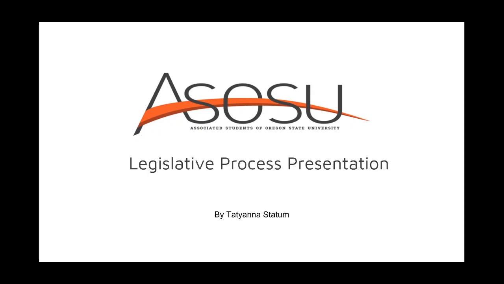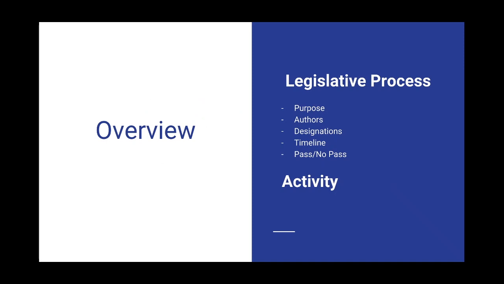All right, we're going to go through the legislative process, which is basically the most important part of your role, because without legislation, we're not really doing anything. The overview for this is that we're going to talk about the purpose, who can author legislation, the letter and number assignments for legislation, the timeline of when it's introduced, when it gets voted on, and then what happens if it passes or doesn't pass.